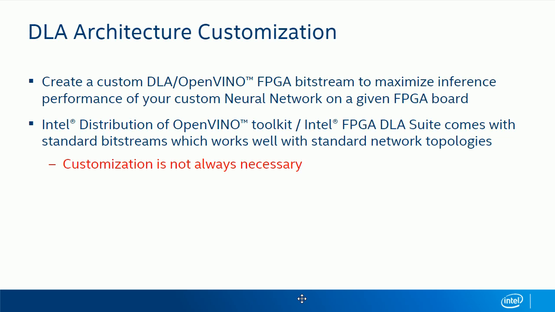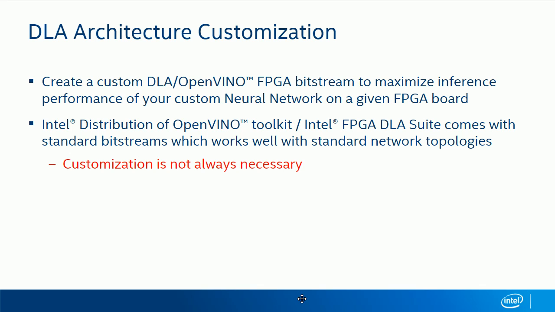The idea of DLA architecture customization is simply to create a custom FPGA bitstream that maximizes inference performance of your custom neural network on a given FPGA board when performing inference tasks with the Intel distribution of OpenVINO Toolkit. Although by using the Intel FPGA DLA suite, generating a custom architecture does not require RTL coding, this process still requires a lengthy FPGA hardware compilation.